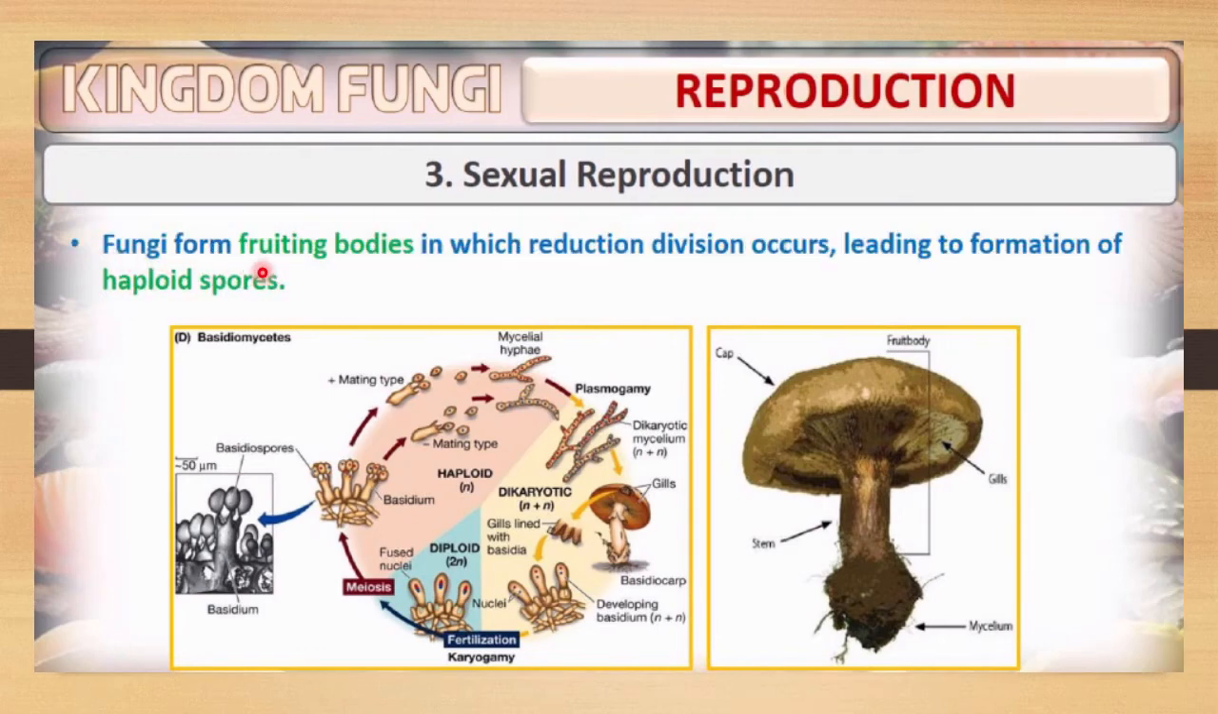Fungi form fruiting bodies in which reduction division occurs. This reductional division is one type of meiosis. During fruiting body formation, a special kind of reductional division, that is, meiotic division, occurs and leads to the formation of haploid spores. The cells inside the fruiting body are diploid in nature, and after the reductional division, that is, meiotic division, haploid spores are formed.